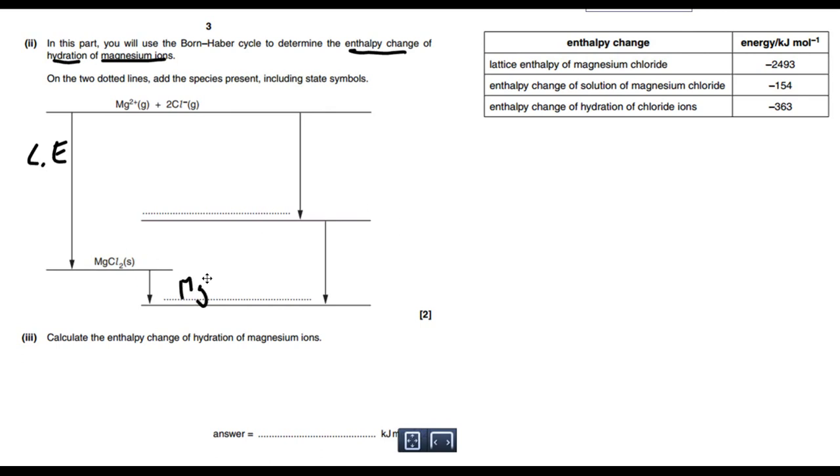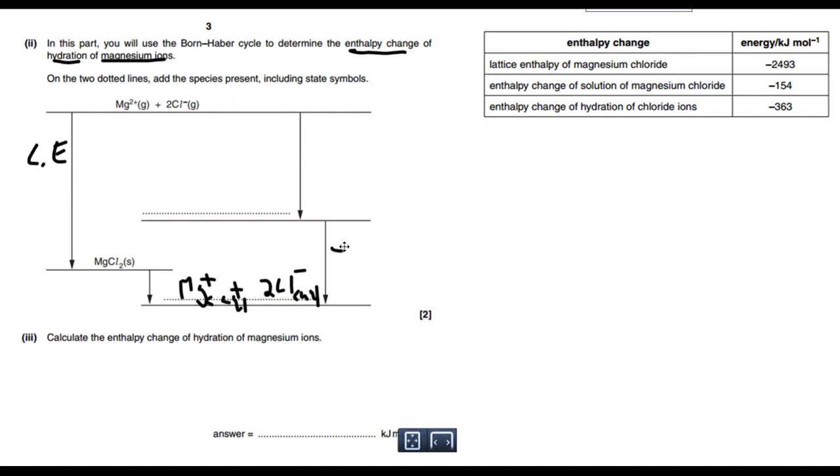So that means we're going to have Mg2+ and 2Cl minus here. Okay, and they're going to be aq, because we need to do our state symbols to get these marks. So if that's the case, then this one must be the solution of one of our types of ions, and this one must be the hydration of one of our types of ions, and this one must be the solution of the other one. We don't know which one that's going to be yet, because they've given us the lattice enthalpy of magnesium chloride. They've given us the enthalpy change of hydration of chloride ions, but we don't know if magnesium is going to be bigger or not.